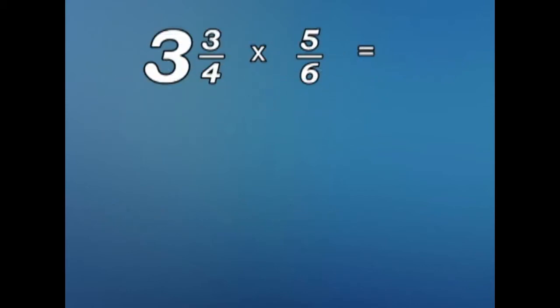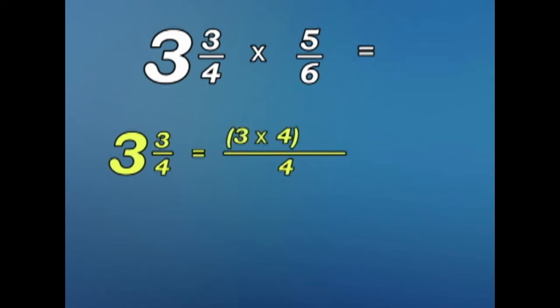Suppose we wanted to multiply 3¾ by 5/6. Let's change the 3¾ into an improper fraction. 3/4 means 3 parts out of 4. Every whole has 4 parts. So 3 is the same as 3 times 4. And we had 3/4. So 3 times 4 is 12, plus 3 is 15. So 3¾ is the same as 15/4.